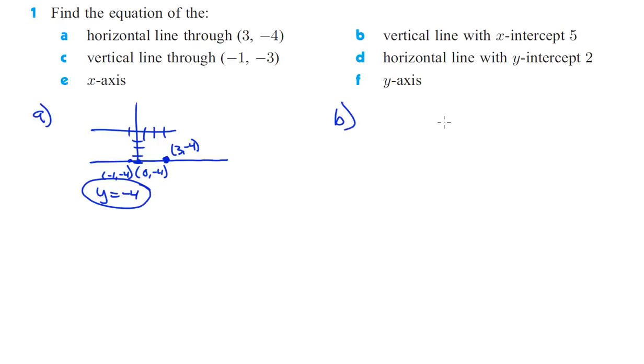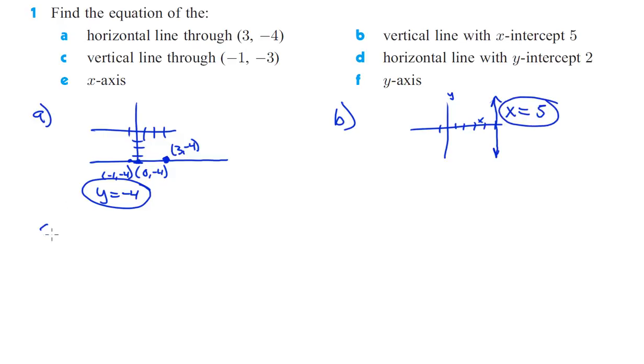Vertical line with x-intercept of 5. So we have -1, sorry, that's -1, and then 1, 2, 3, 4, 5. And it's a vertical line, just like that. We want to know the equation of this line. Again, this is the y-axis and this is the x-axis. Since it crosses through the x-axis, I know it's going to be x equals, and all the x's along this whole line are 5. So that's x equals 5.